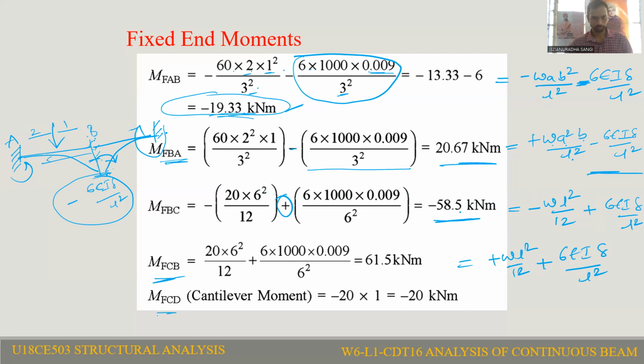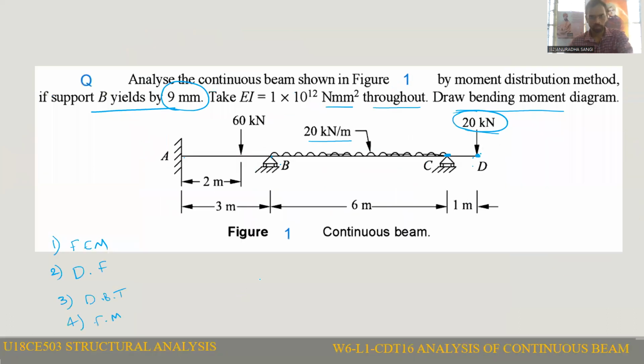Similarly, for the overhang, the moment is 20 into 1. So the moment acting at C will be 20 into 1, that is 20 kilonewton meter acting in the clockwise direction. But here the resisting moment will be minus 20 kilonewton meter.